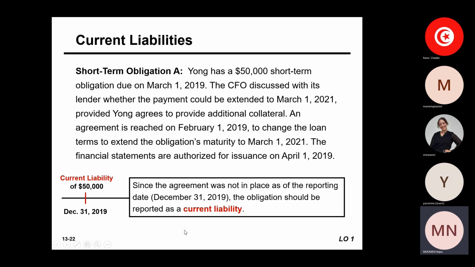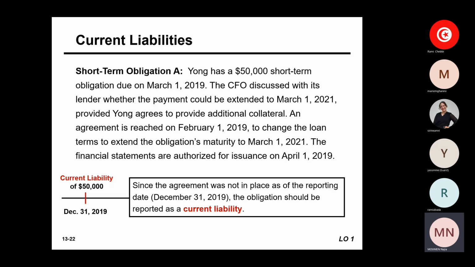It should be considered a current liability. It is due in March 2019. Why? Because at December 31, we don't have any agreement made at the reporting date. So it should be considered a current liability, even though we have this authorization on April 1st, 2 months after. You know that we have two important dates, and a time lapse between the two: the reporting date and the date of issuance of financial statements.